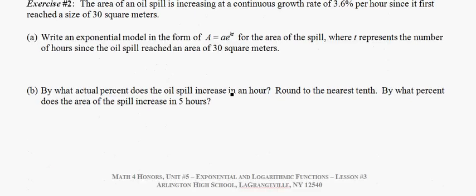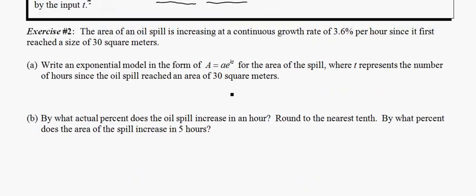Let's take a look at exercise 2. Exercise 2 says the area of an oil spill is increasing at a continuous growth rate. This is amazingly important, this piece of terminology. A continuous growth rate. As soon as we see continuous, that means we're going with this kind of model. The growth rate is 3.6% per hour since it first reached a size of 30 square meters. We want to write an exponential model for the area of the spill.